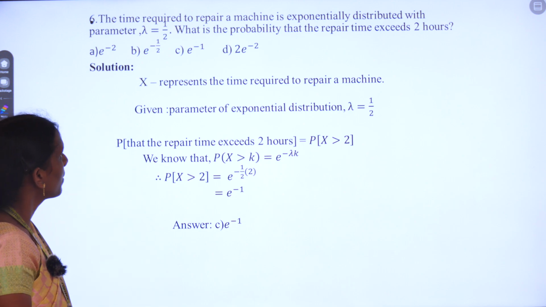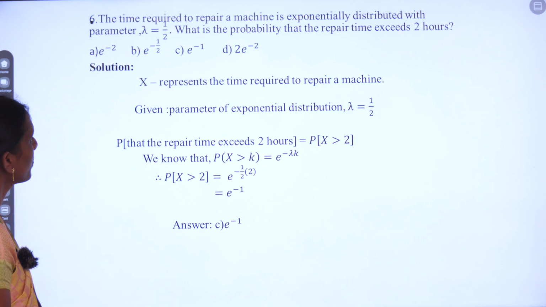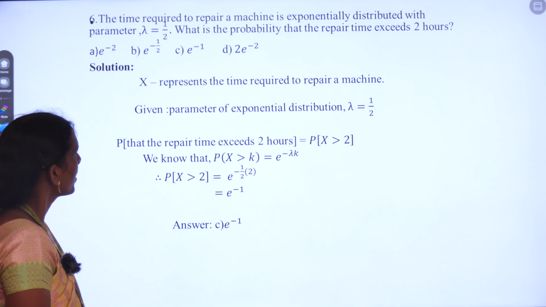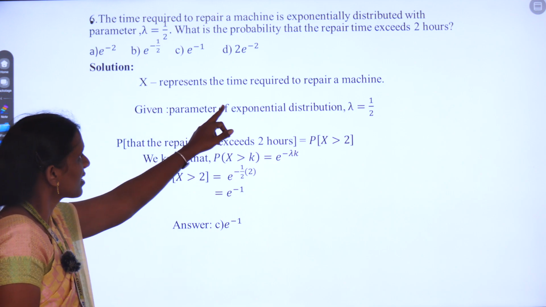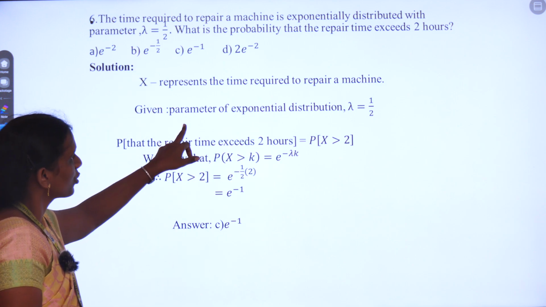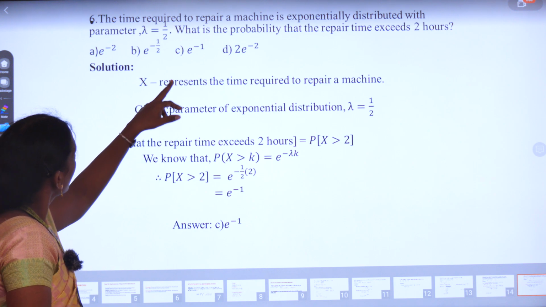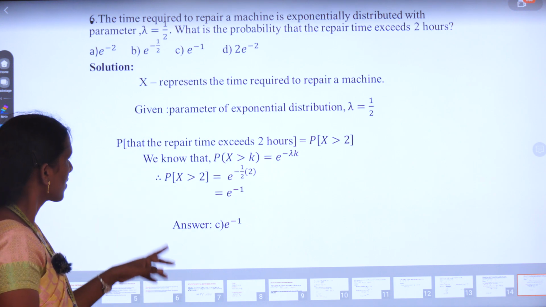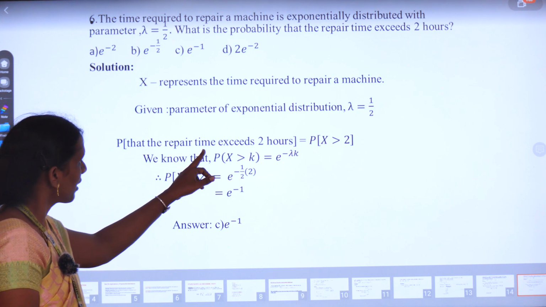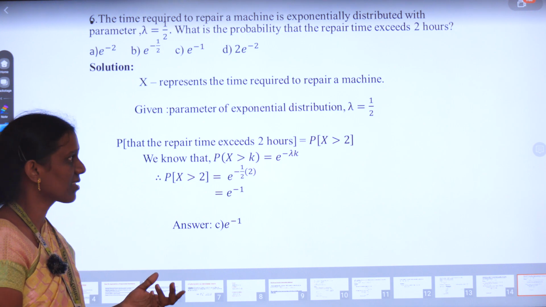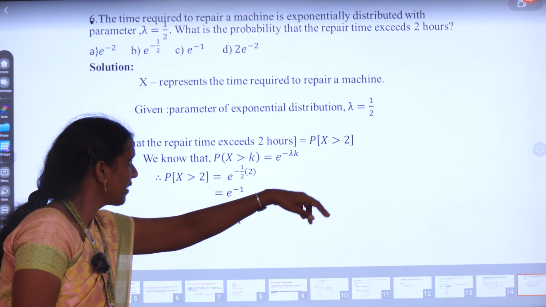Now coming to problem number 6. The time required to repair a machine is exponentially distributed with parameter lambda equal to 1 by 2. So here x represents the time required to repair a machine, and lambda is given to be 1 by 2. What is the probability that the repair time exceeds 2 hours? We have to find the probability of x greater than 2. Exceeds means we have to find x greater than 2.